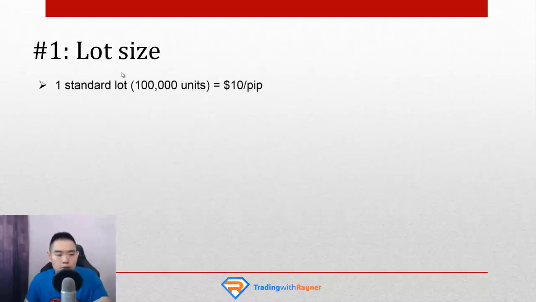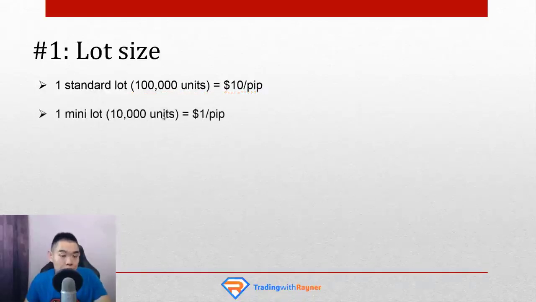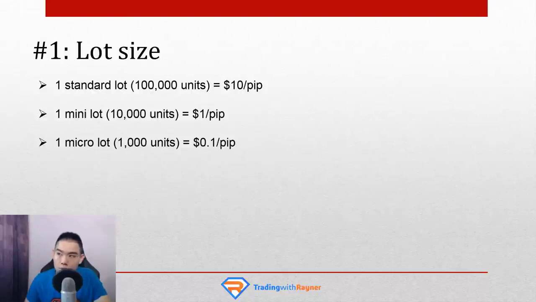Let me explain. Number one, the lot size. As you know, in the Forex market, there are different lot sizes: standard lot, mini lot, etc. One standard lot is equivalent to 100,000 units and is worth $10 per pip. One mini lot is 10,000 units and is worth $1 a pip. And one micro lot is 1,000 units, which is 10 cents per pip, or $0.1 a pip.